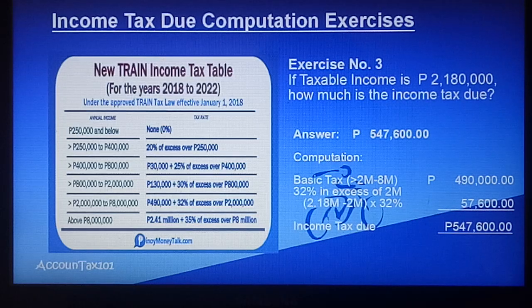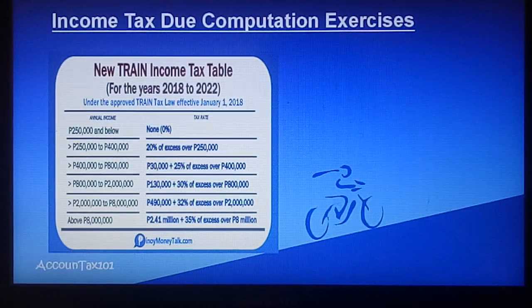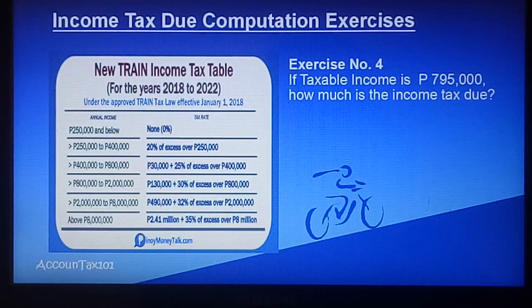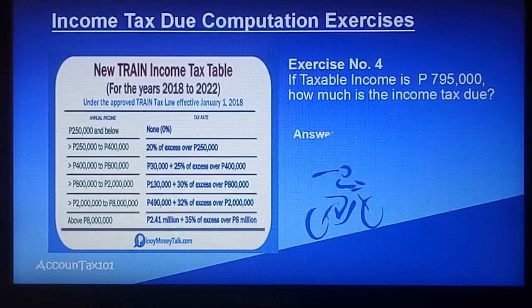O, try nyo naman mga ka-account tax. Exercise number 4. So if the taxable income is 795,000, how much is your income tax due? Okay, answer. So please comment for the answer of that exercise. At sana mga ka-account tax, natulungan ko kayo on how you compute your income tax under the optional standard deduction.